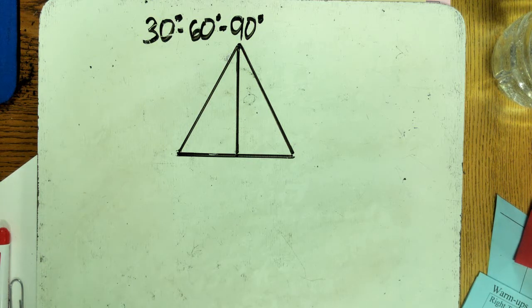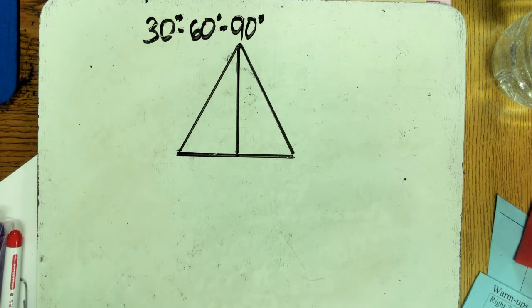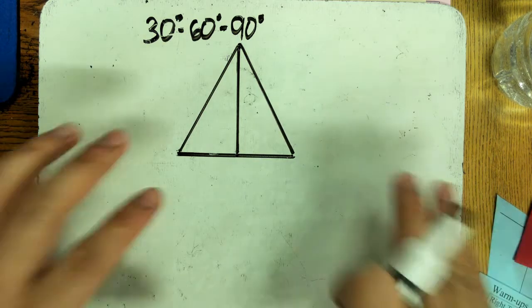Alright, today we will cover a special right triangle known as a 30, 60, 90 triangle. And this is referring to the angles of a triangle, a 30 degree, 60 degree, 90 degree angle triangle. So first let me start with where this comes from.